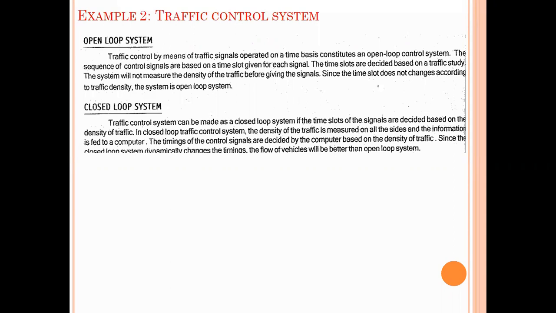In the same way, heavy density can have a longer green light. So this is how the open loop and closed loop control systems can work in traffic control.